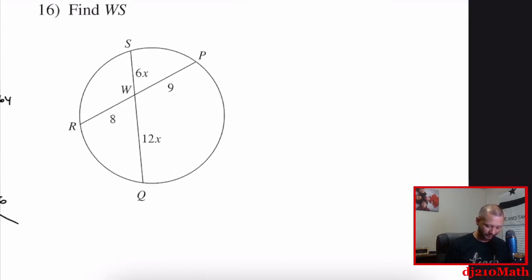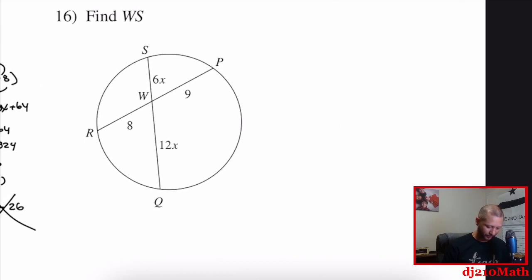All right, the last one. Same idea. 6x. Well, we're going to multiply the pieces of the same chord together. So 6x times 12x is equal to 8 times 9. So 8 times 9 is 72. 6 times 12 and x times x. So 6 times 12 is 72. That's actually convenient. X squared.